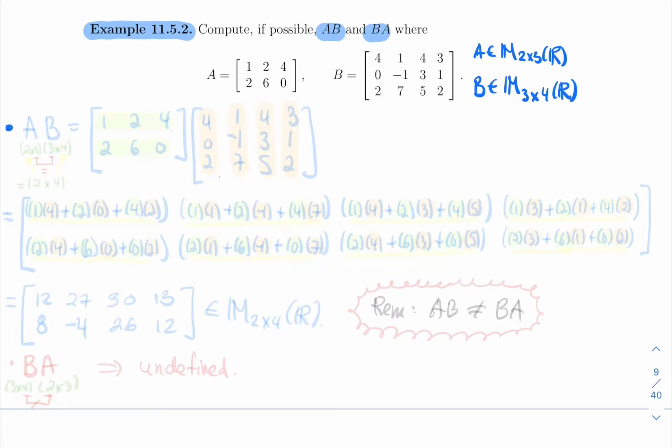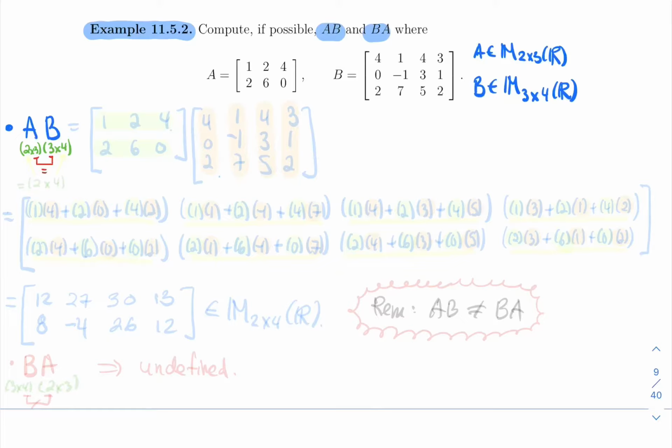So when you're computing A times B, the first thing you need to check is whether this product is defined. So I like to write the dimension of those boxes below. So A, I know A is a 2 by 3, and I know B is a 3 by 4. In order for this to be defined, you need to make sure that the inner numbers, so here the number of columns of A and the number of rows of B, are the same.